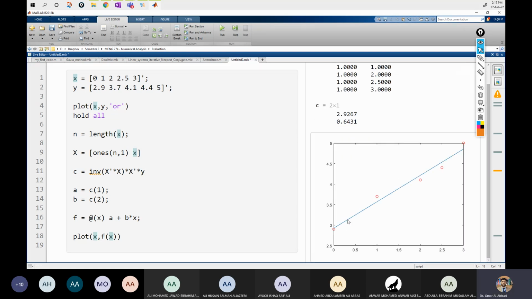Okay, and this is what we have. And you can see that our curve, which we created, is passing in a very nice way between the data points that we have. Is it clear?